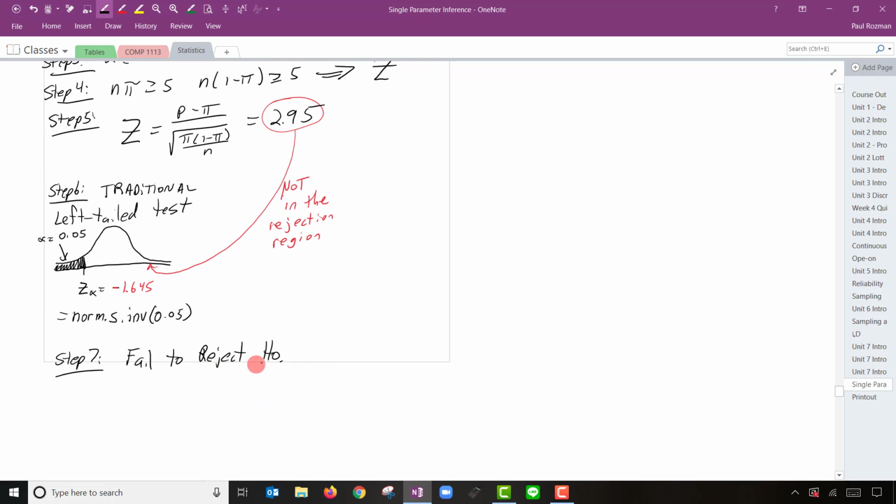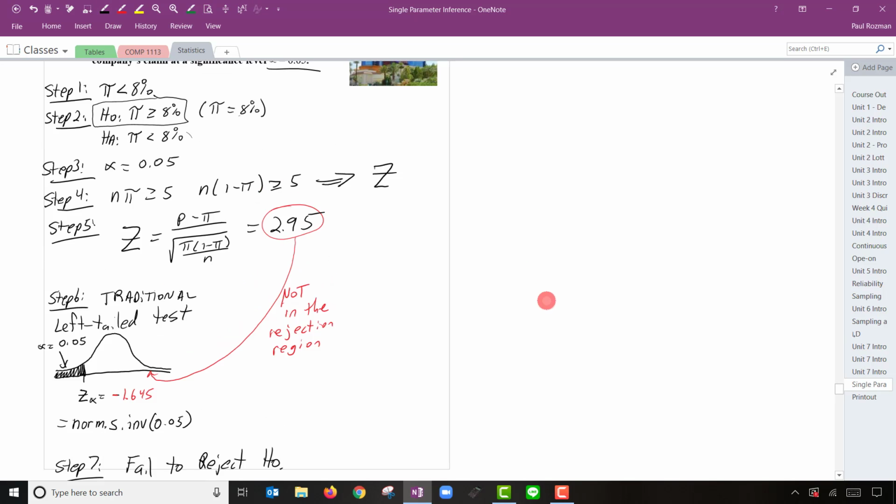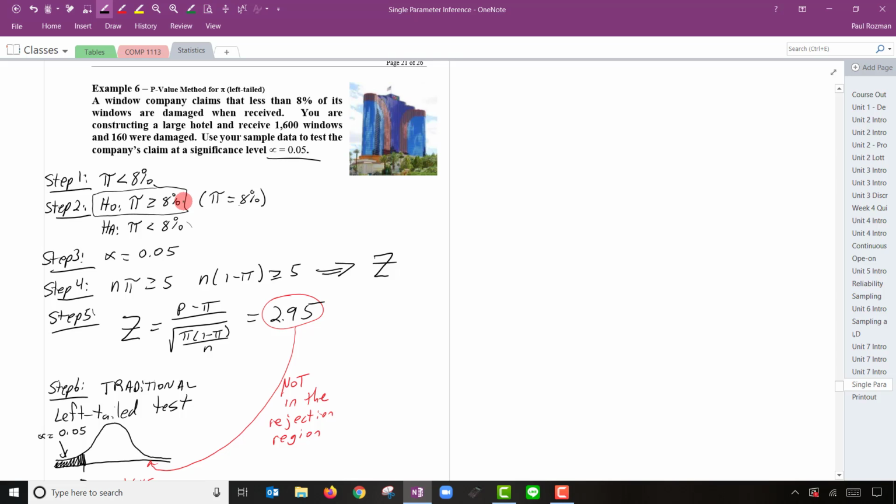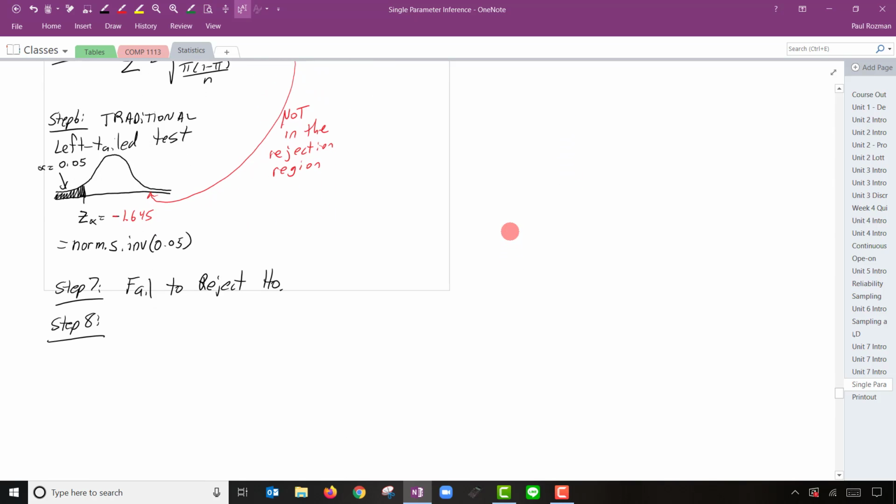So rather than agreeing, though, I'm just going to say, I'm not going to disagree. I fail to reject the null hypothesis. And then in step 8, I can write my conclusion referencing the claim. If I don't reject the null hypothesis, then I'm not supporting the claim. Remember, the claim in this one is HA. So if I do not reject H0, I'm not supporting the claim. And now we'll write that up.